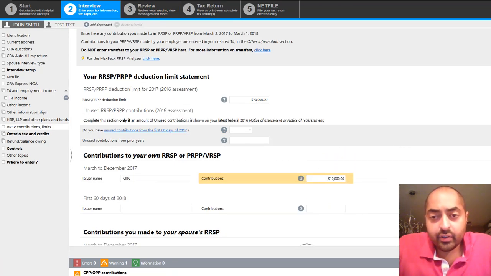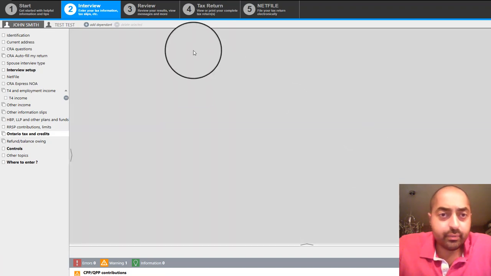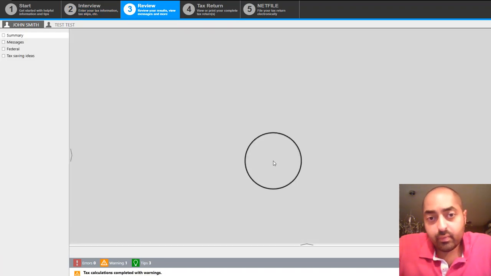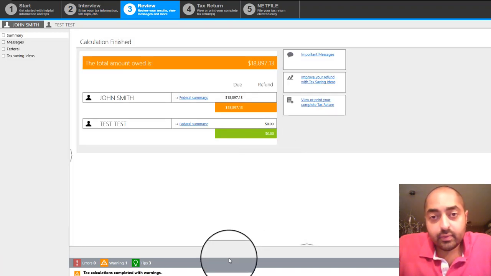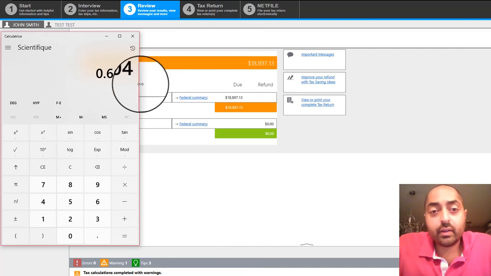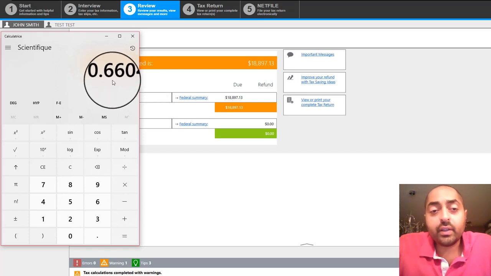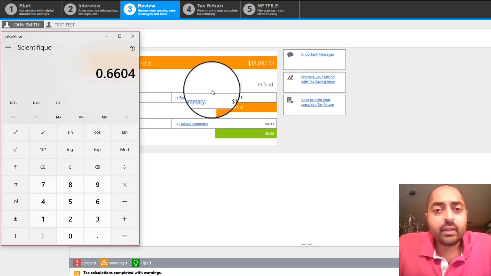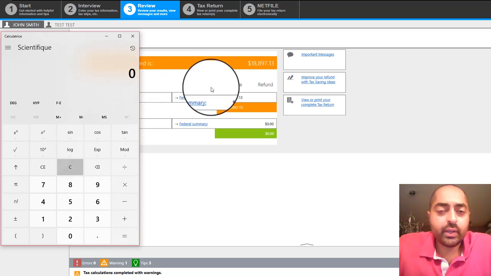Now let's add a 10,000 RSP contribution. So now we're down to 18,800. So you got 6,600 back divided by 10,000. So about 66% from his 10,000, although about 22%, or 2,200, comes from the fact that he's married and his wife has no income.